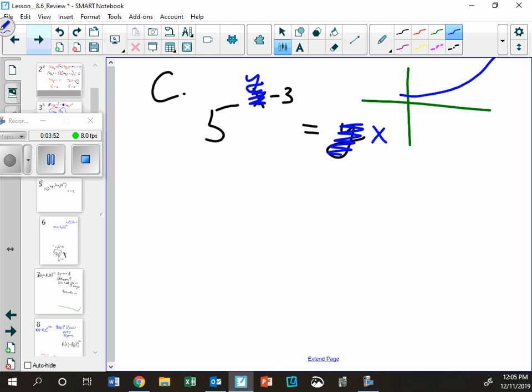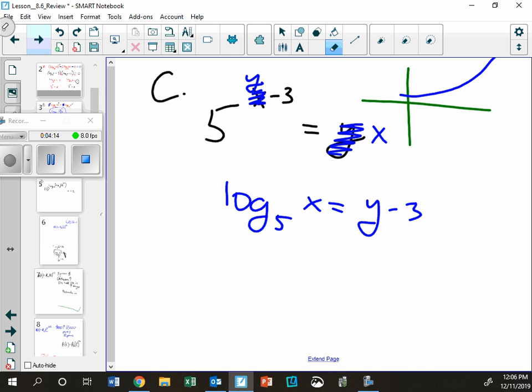So then what's the standard response if you're stuck in the logs unit? Rewrite. Try to write it over again in a different way. In this way with logs: log base 5 of x equals y minus 3. Get how y is almost alone now. One more step. Add 3. So we add 3 to both sides. I'm just going to kind of cheat and move this over a little bit.